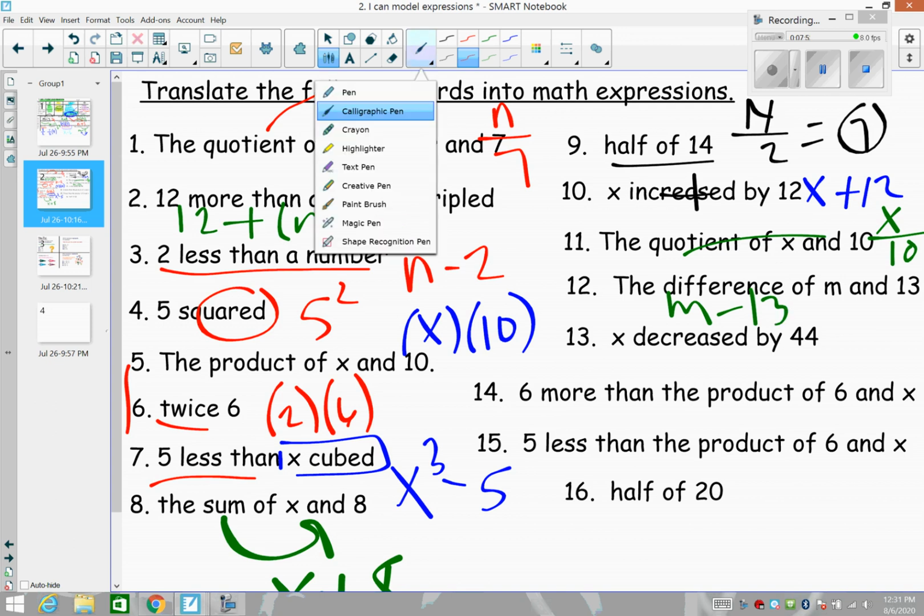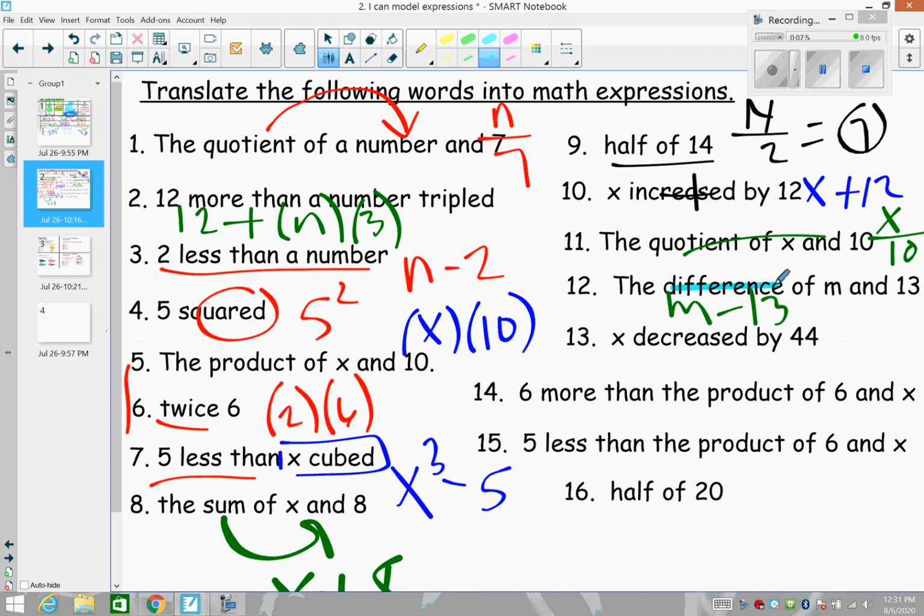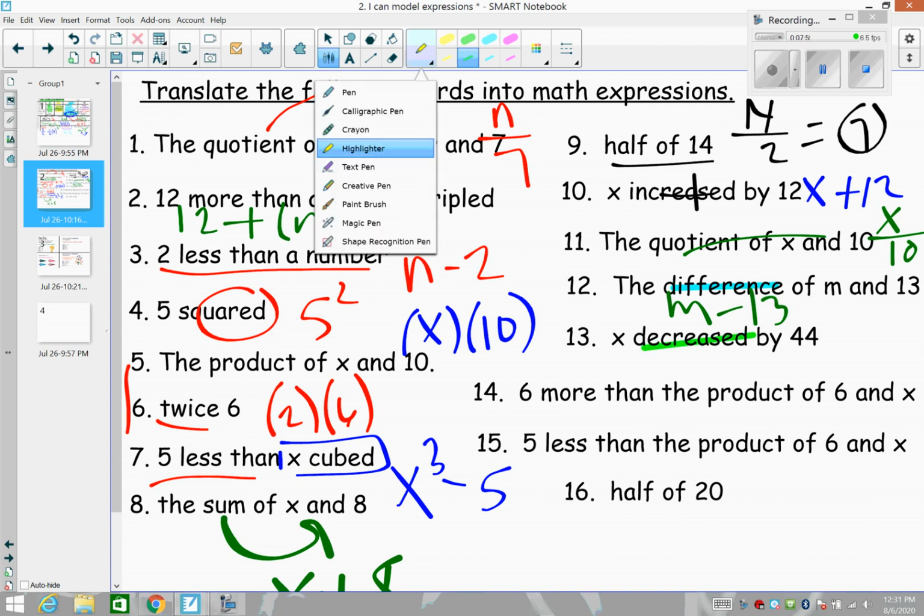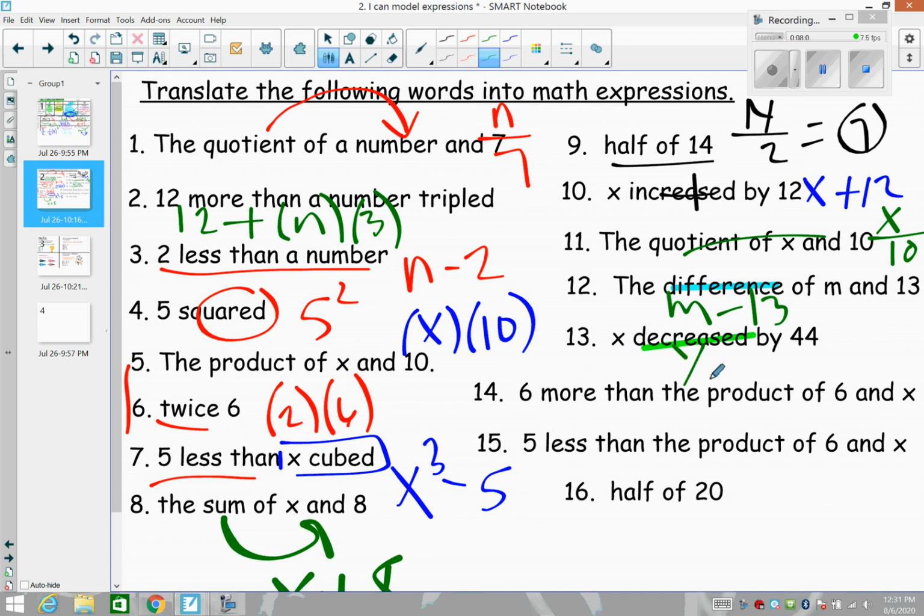Now the word difference here, if this helps at all, is the same as the word decrease or withdrawal. So if we're going to decrease 13 by 44, we take the value and decrease it by 44. 6 more than. Product means to multiply. So 6 more than the product of 6 and x, meaning to multiply the 6 and x. 6 more than that.